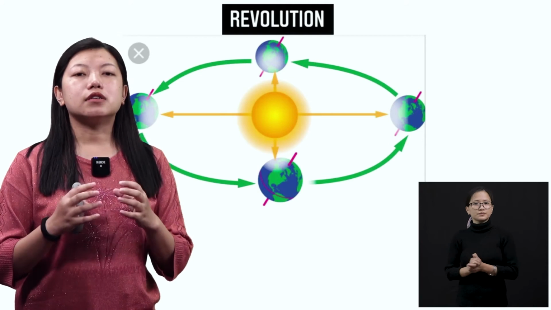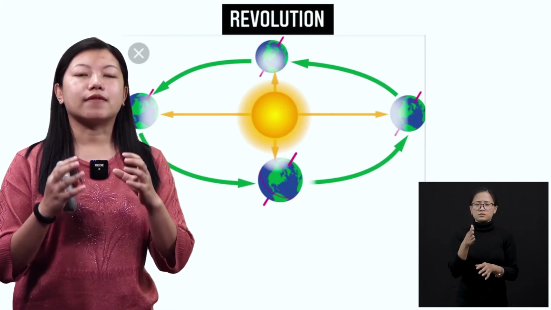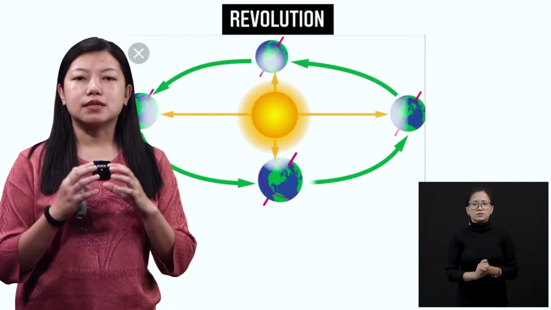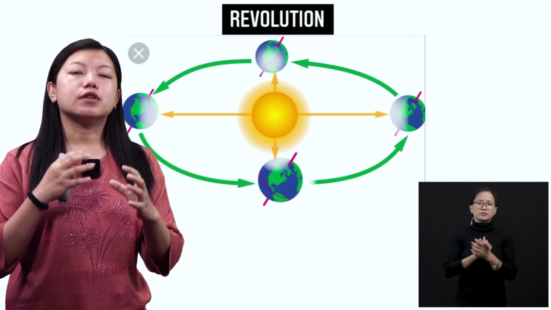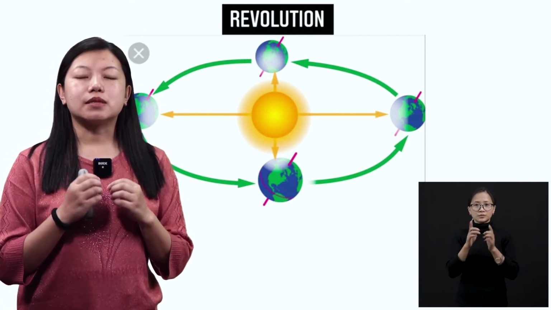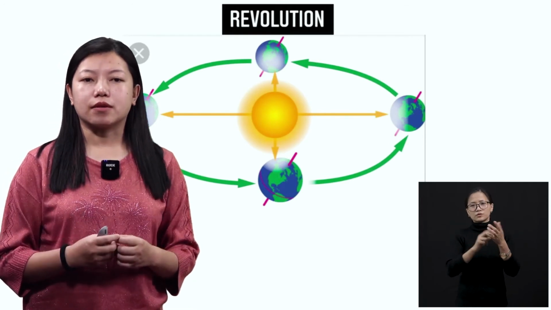Again, if the Earth was not moving, we would have had only one season the whole year. But because of the revolution, we experience different seasons.